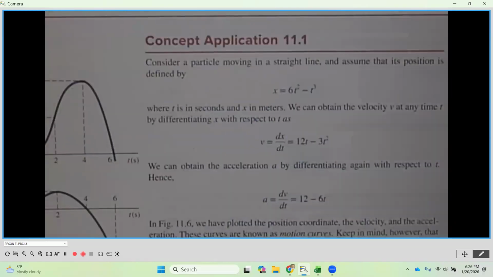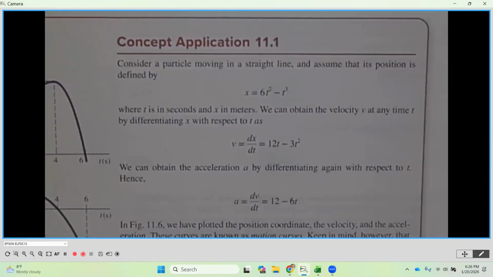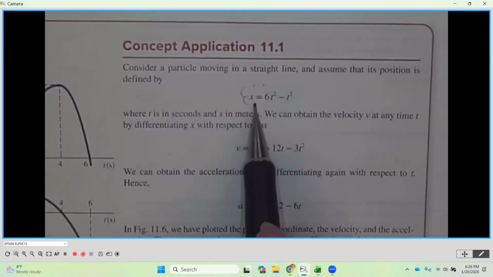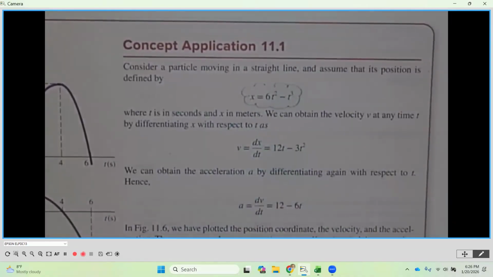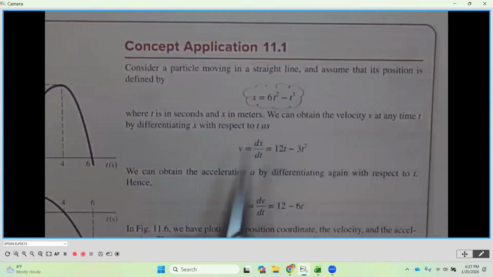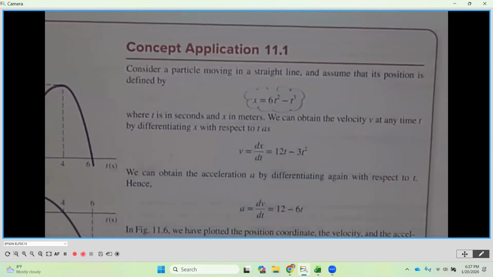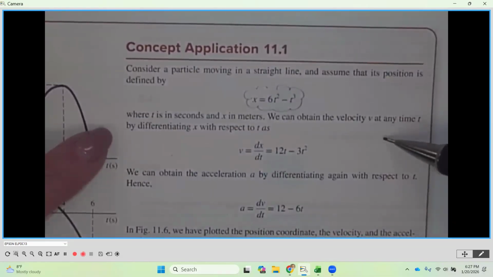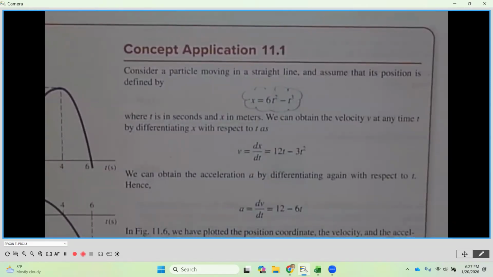11.1. It says, consider a particle moving in a straight line and assume that its position is defined by x equals 6t squared minus t cubed. So this is the equation that defines the position of a point with respect to time, where t is in seconds and x is in meters. We then want to take it a step further and define what the velocity would be.